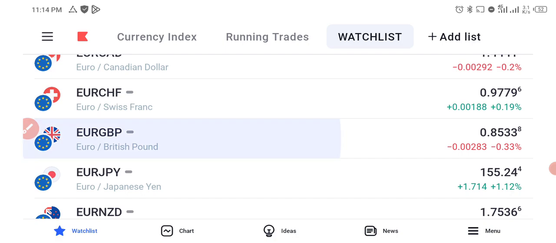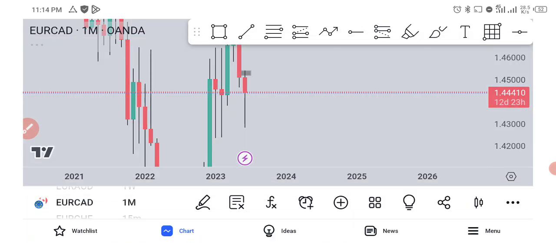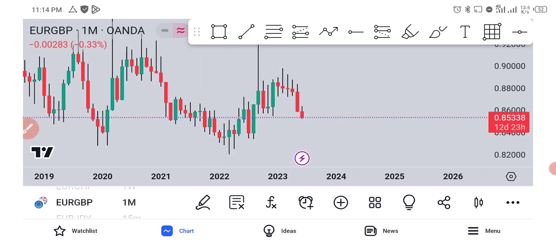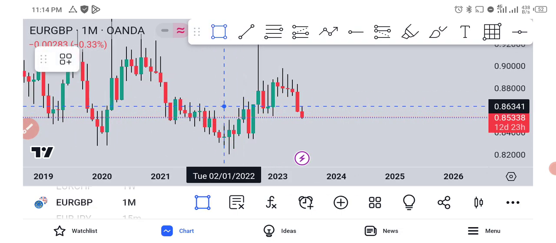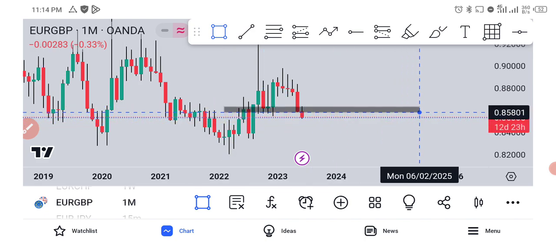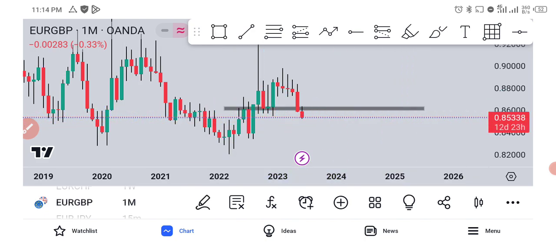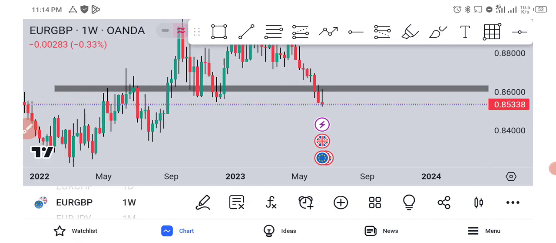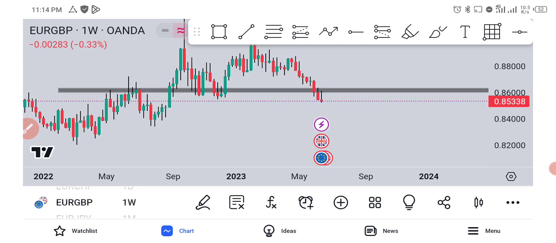Euro GBP. This market is complicated at the moment. We have our structure here. The market has broken below the structure. So our weekly time frame, the market is currently bearish, and I won't be selling any pair that has to do with Euro being the base. I have my reasons, because in the COT data, Euro is very strong.